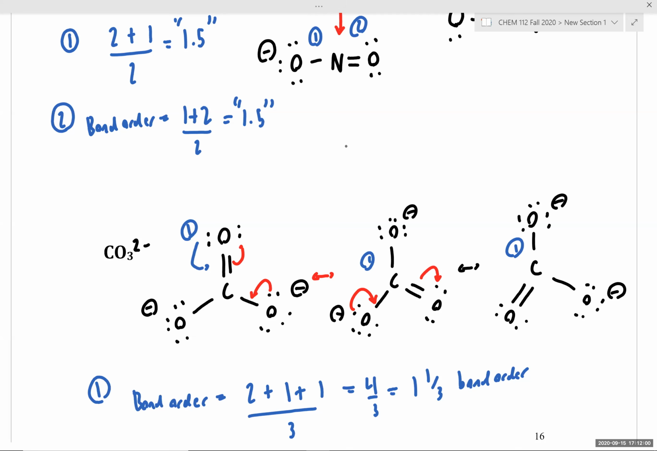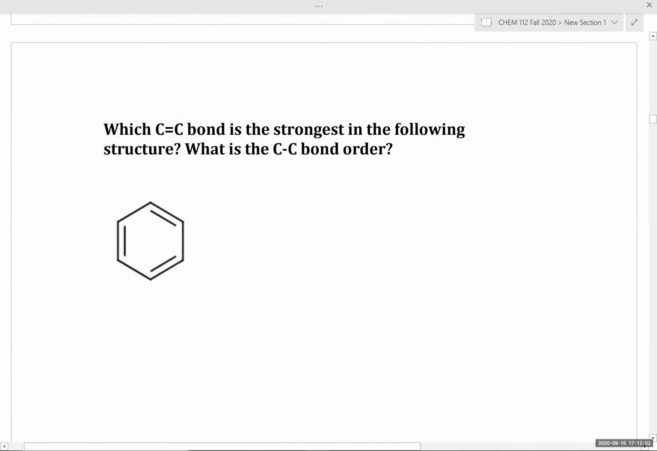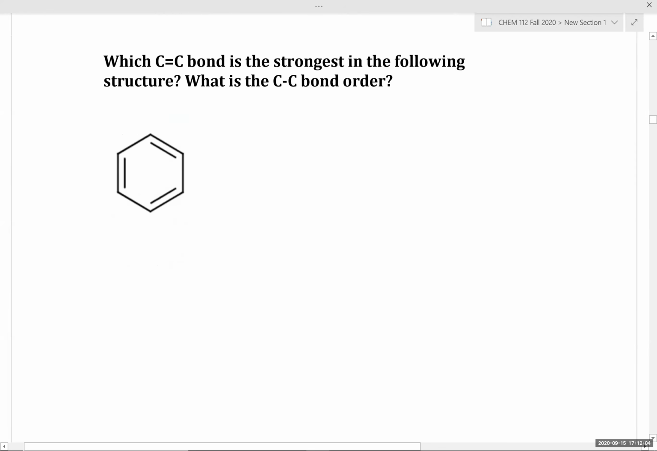If not, let's keep going now. I'd like you to work on this example for about 2 minutes, and I'd like you to tell me which carbon-carbon bond is the strongest in the following structure. There are 6 carbon-carbon bonds. And I'd like you to tell me what is the carbon-carbon bond order.